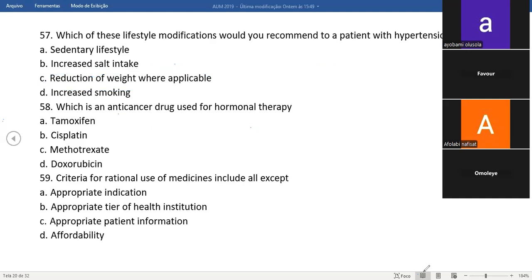Tamoxifen. Yeah, tamoxifen is an anti-cancer drug, A, used for hormone therapy. And what type of cancer is it usually used for? Breast cancer. Breast cancer, excellent. Yeah, breast cancer.